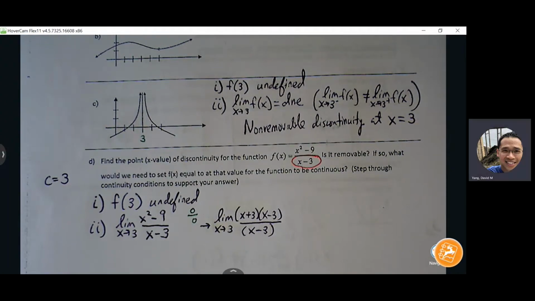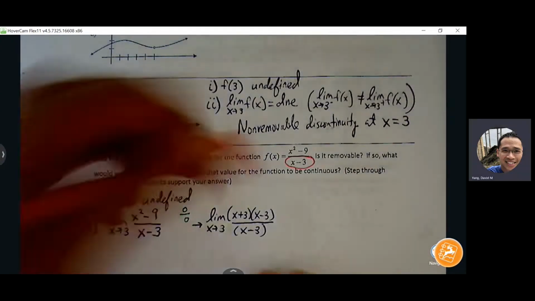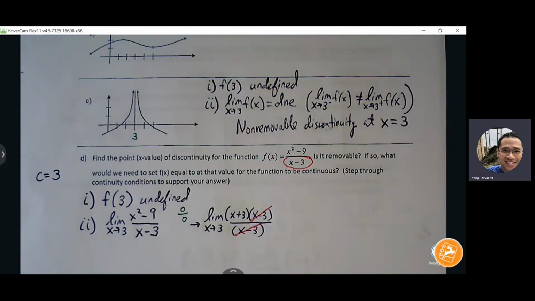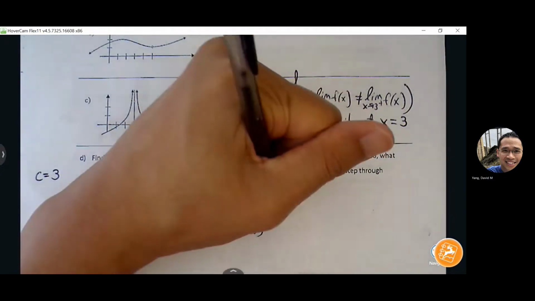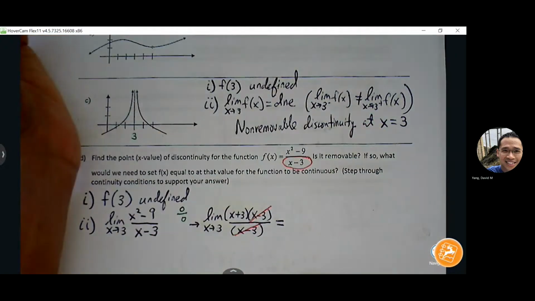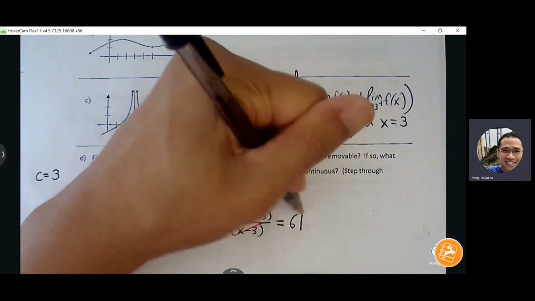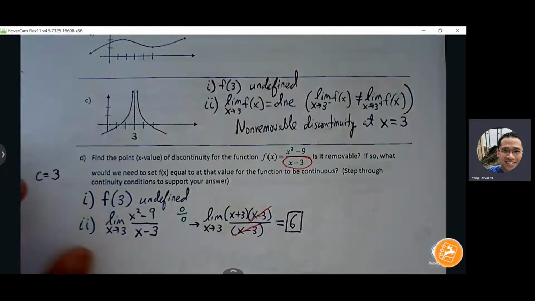Okay, what happens now? Cancel out the common factor. Reevaluate. We got 6. Okay, the limit exists. The limit exists at 6.